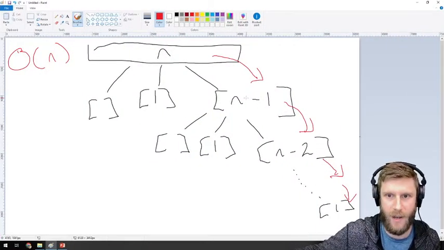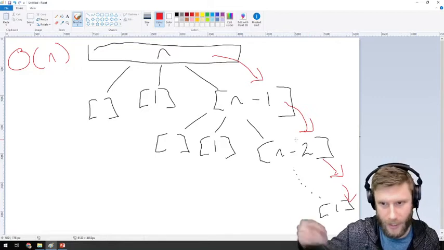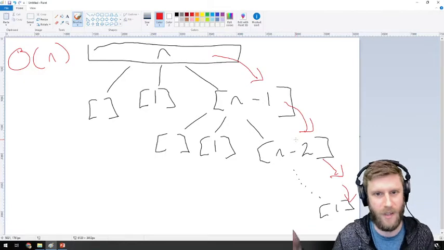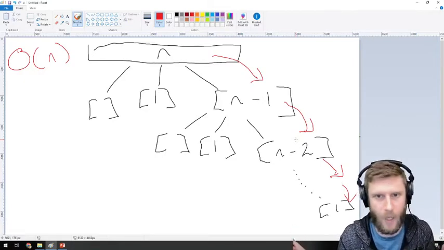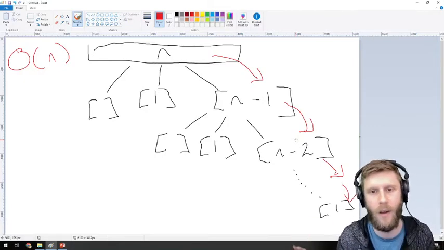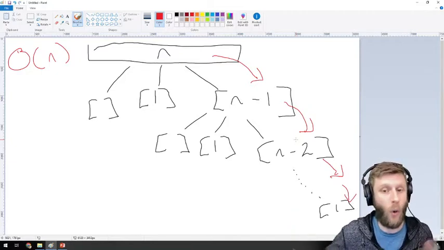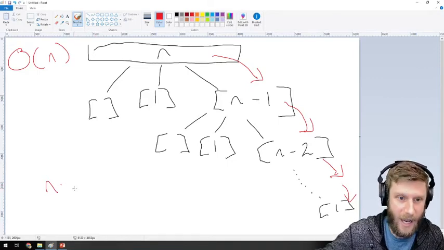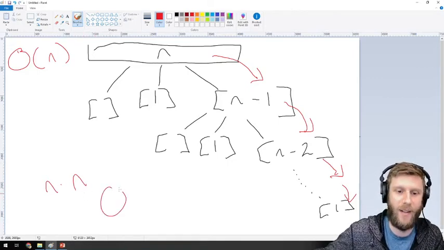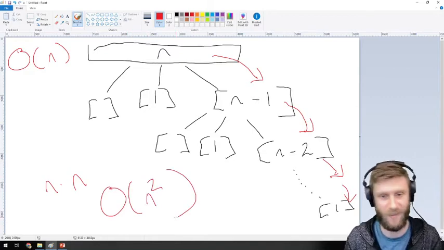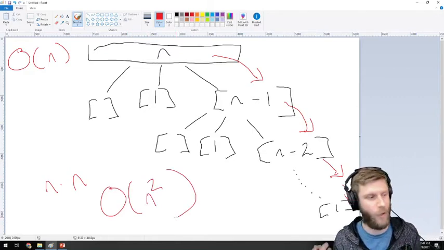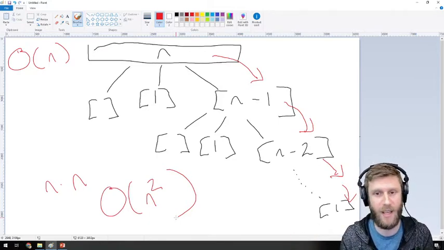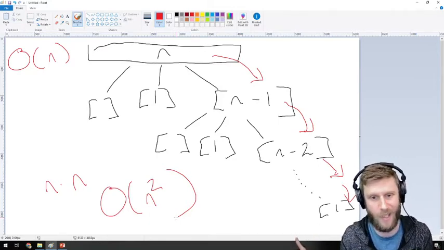Well, the N minus 1, N minus 2, N minus 3, 3, 2, 1. Well, that's just N things in total. I'm basically counting from 1 to N, or N to 1, backwards. But there's a total of N layers here. So if I'm doing a linear time operation N times, well, that's N squared. And suddenly, if we pick this bad pivot, we're in really bad luck. We picked this pivot such that we end up with crap results.